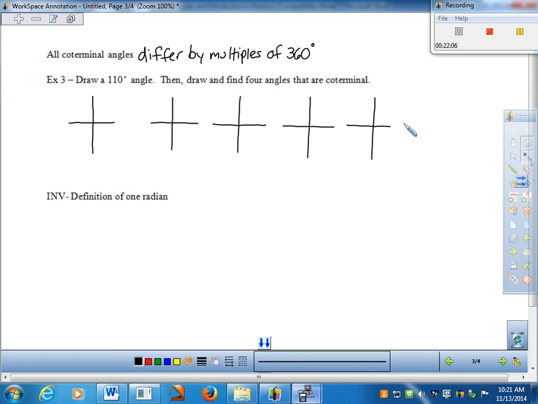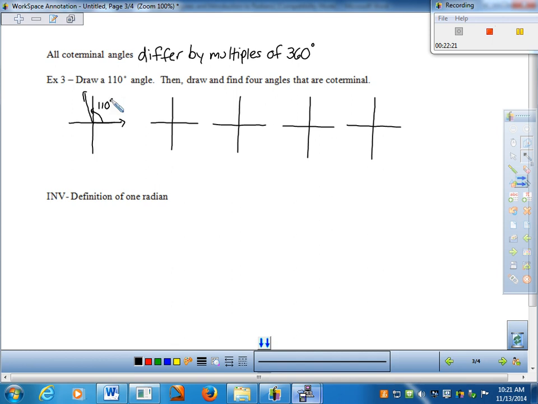Something like that would do. All right, and then 110 degrees. There's my initial side. 110 is definitely going to be a quadrant 2 angle, counterclockwise just from there to there. So everyone throw in 110 degrees on that.